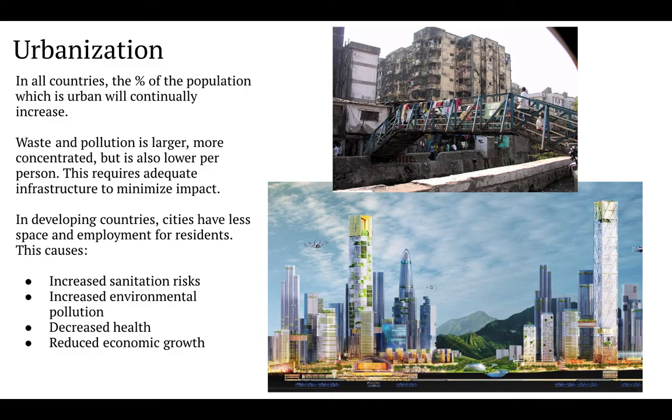Currently, in all countries, the percent of the population is increasingly becoming more and more urban. More and more people are moving to cities and suburbs as a result of economic employment and the decline of rural agrarian society. There's some positive and negative things as a result of that. First, waste and pollution tend to be larger and more concentrated, but also cities are very efficient in terms of having that pollution be lower per person.